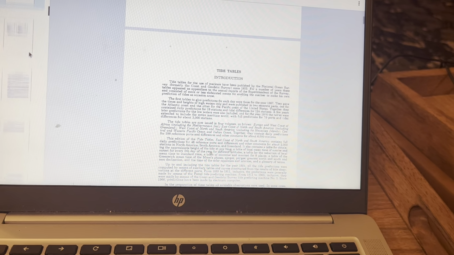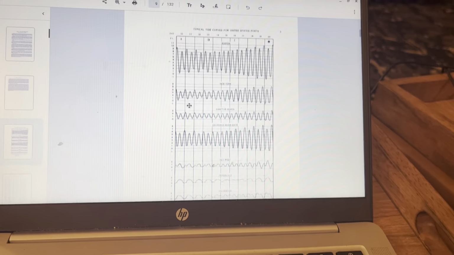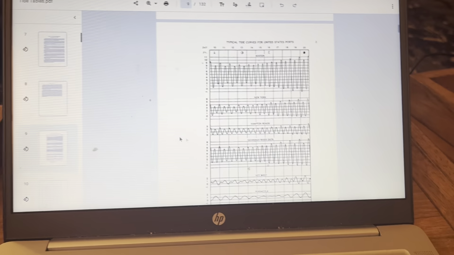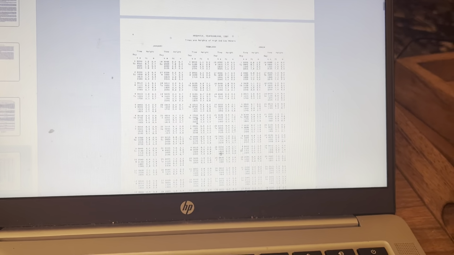Really, what you need to know starts on page 10, or 10 in the PDF. So we come here. This is the list of main stations, or this is the first of the main stations.